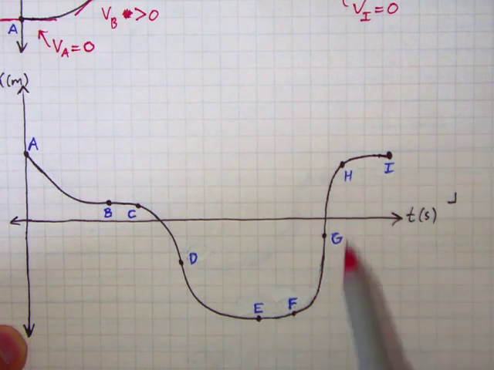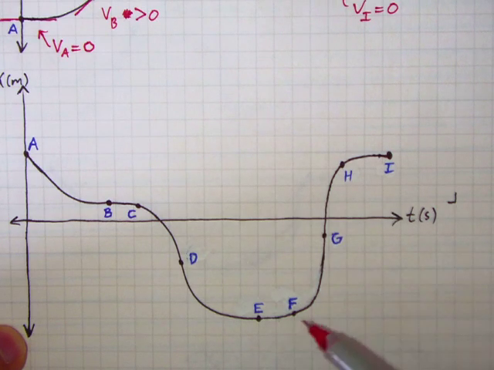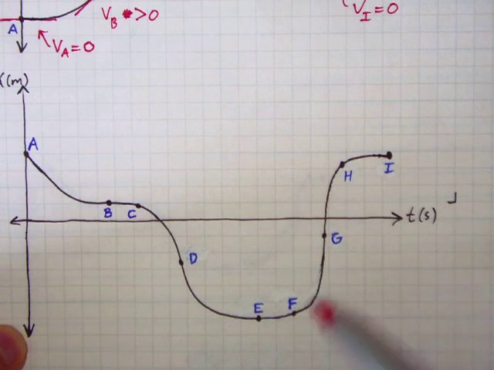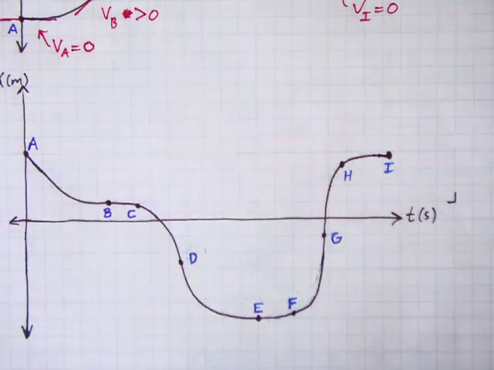At which event does the object have the greatest positive velocity? Where is its velocity less than that? And where does it have the greatest negative velocity? And where's the velocity 0? See if you can put all these events in order in terms of their velocity. Give you a moment, pause the video.